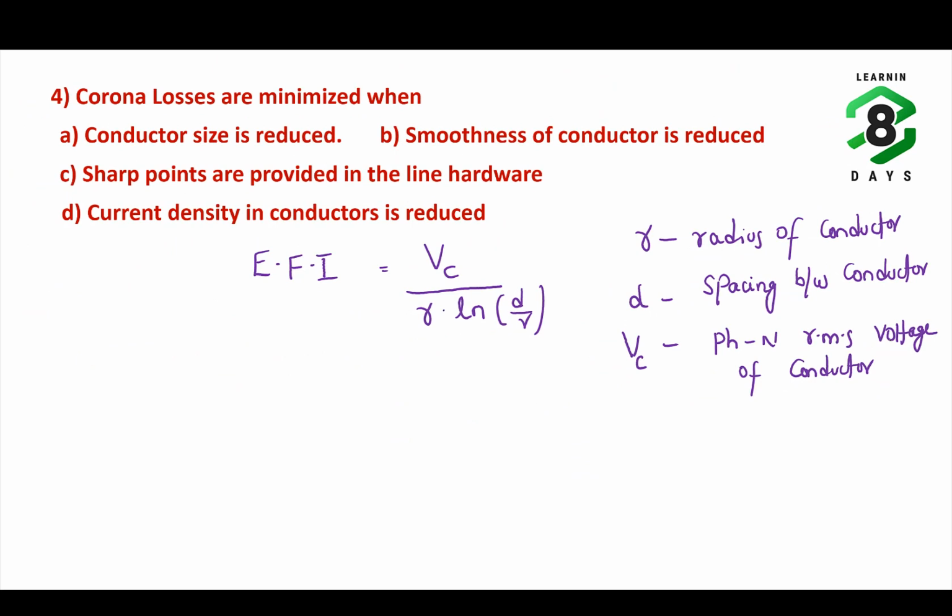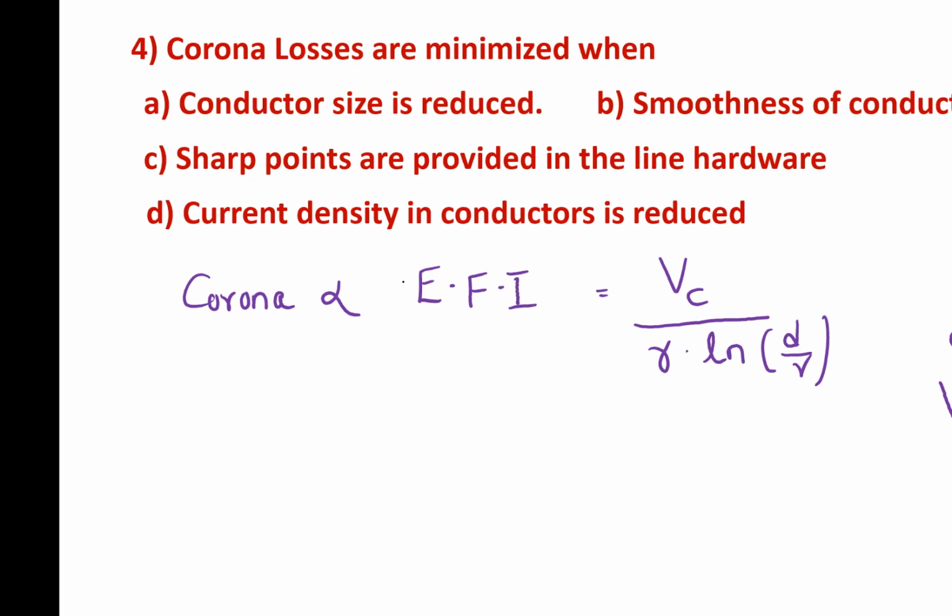Now what happens? So more is this electric field intensity, more is the corona. So this corona is directly proportional to the electric field intensity. So to reduce the corona loss, what we can do? To reduce the corona loss, the practical method which we adopt is what? We increase the size of conductor, so the denominator gets increased and overall the value gets reduced. So if you increase the size of conductor, the corona will decrease and corona loss will decrease.